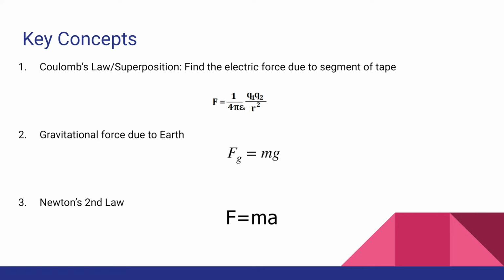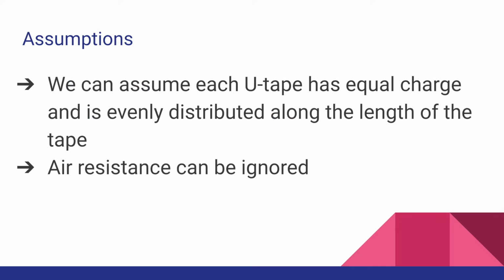We're going to use Coulomb's law to find the electric force due to a segment of tape and find the force from that particular location. Next, we're going to use gravitational force due to Earth, which is F equals mg, and we're also going to use Newton's second law. The net force is going to be equal to 0 in this case. The two assumptions that we can make are that each tape has an equal charge and is evenly distributed along the length of the tape, and air resistance can be ignored in our calculations.